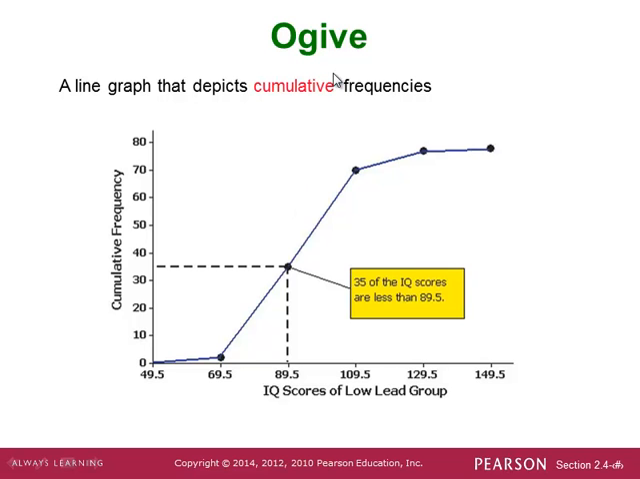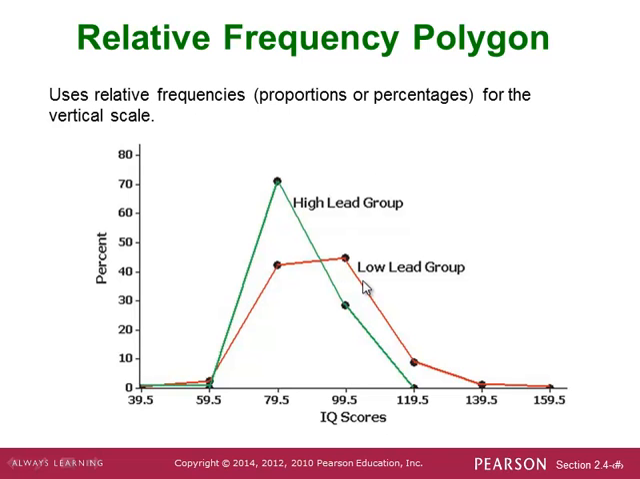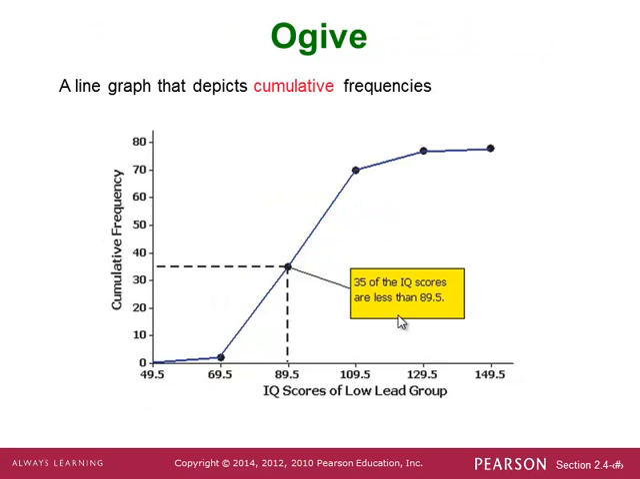Here's an ogive. It shows us the cumulative frequencies. Now take one of these data sets, like the low lead group, and take that frequency polygon, but instead of doing the relative percent for each IQ, imagine that you were to go down the cumulative frequency column of that data set, of that frequency distribution. Well, this line plot is for that cumulative frequency distribution.